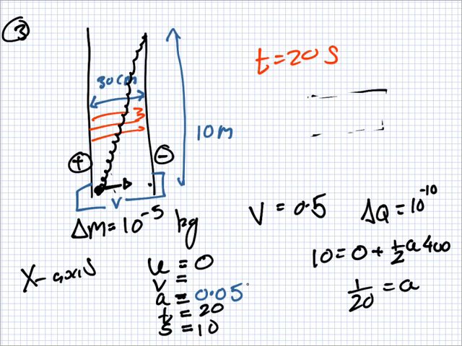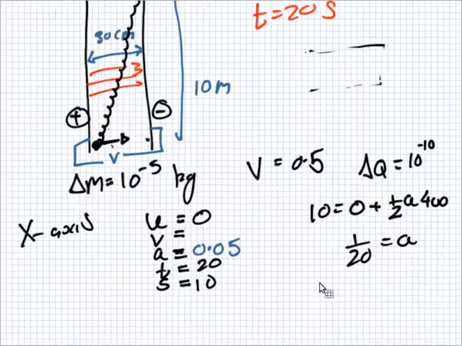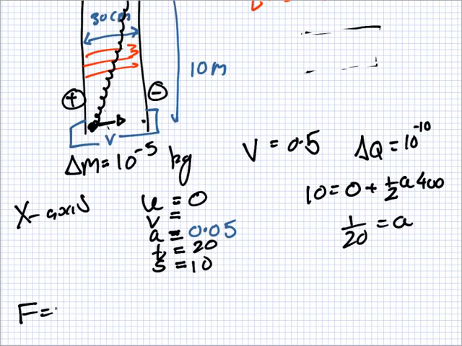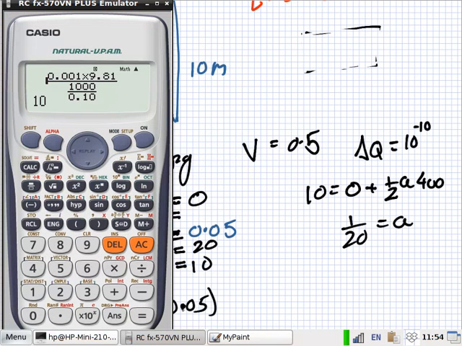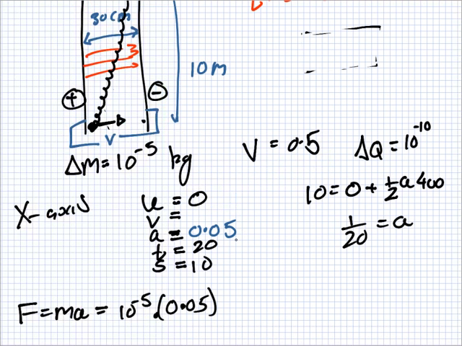Okay, but that doesn't tell me what the voltage is. So how can I go from this now to working out the voltage I need? Well, if I know the A, what else could I know? Using F equals ma. Because Newton said F equals ma, I can get the F as 10 to the minus 5 times 0.05, which is 5 times 10 to the minus 7, as you said.